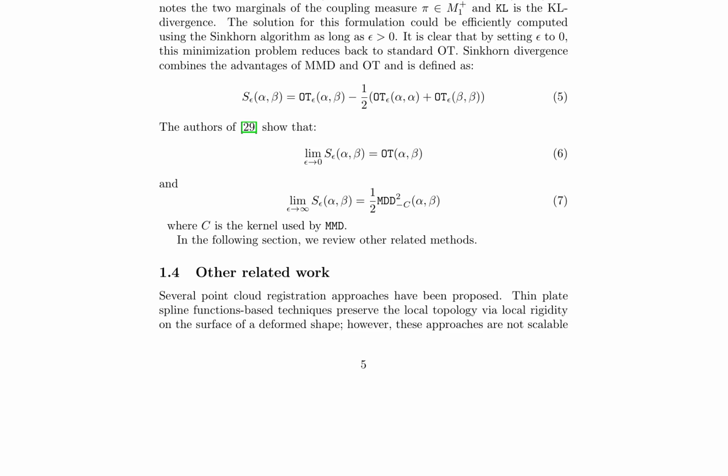Entropic regularized OT, denoted as OTε, is an efficient approximation of OT that can be computed using the Sinkhorn algorithm. The Sinkhorn divergence, Sε, combines the advantages of MMD and OT and is defined as the difference between OTε and the average of OTε for alpha and beta.